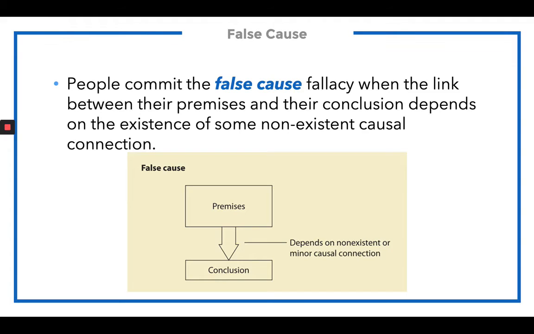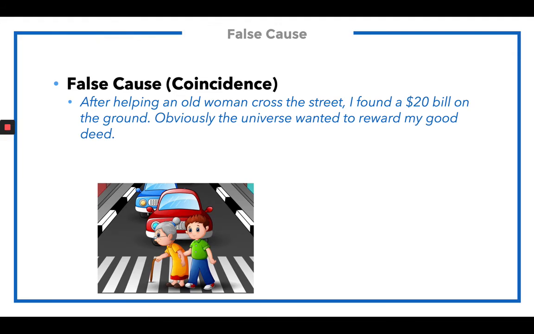The next fallacy is the fallacy of false cause. People commit this fallacy when the link between their premises and the conclusion depends on the existence of some non-existent causal connection. So what they're drawing some conclusion about is that there's some causal link, but that causal link doesn't really exist.